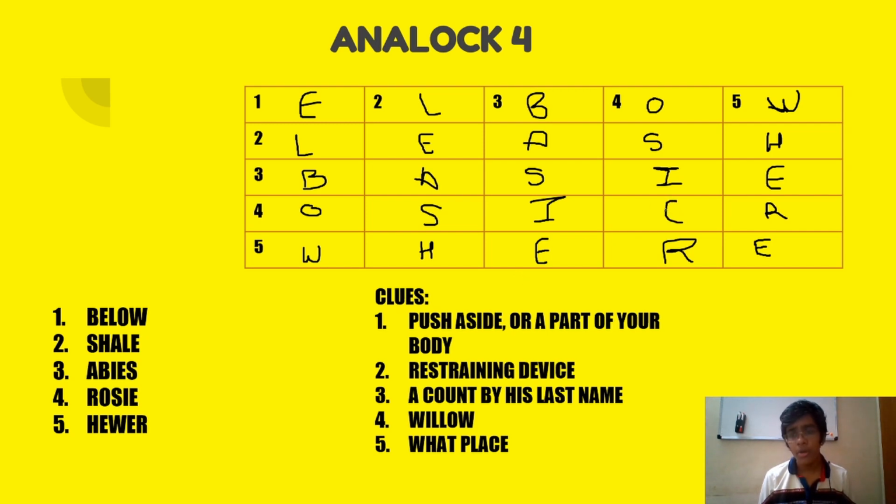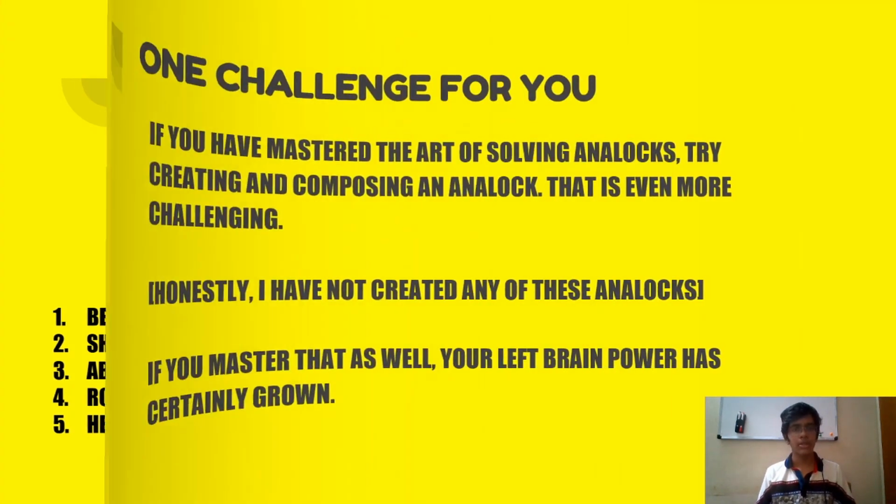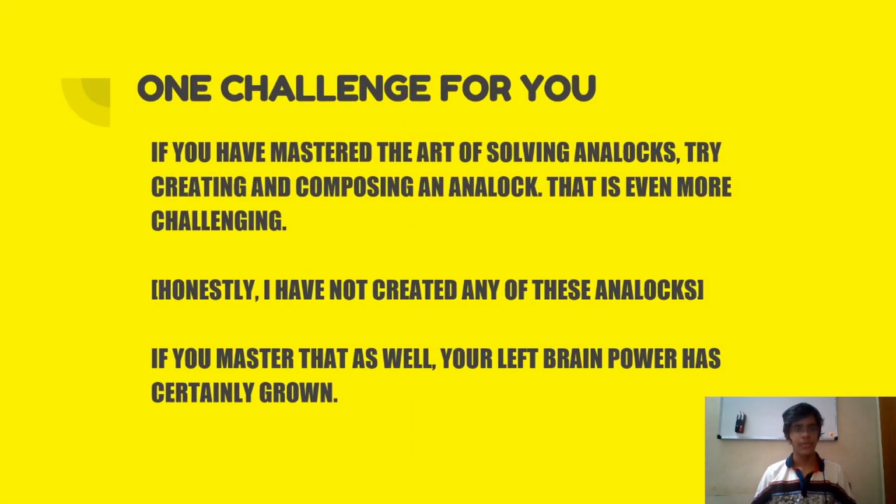Actually, the willow is osier. Osier is sort of a willow. I didn't know that. It's general knowledge. So you need to know some general knowledge so that you can apply to such analogs. And if you have solved these analogs, here's one challenge for you. If you've mastered the art of solving analogs, try creating one and composing an analog. That is even more tricky.